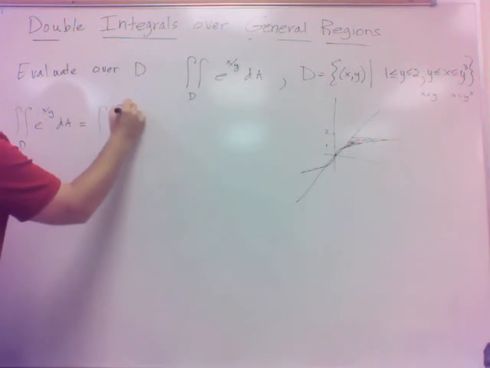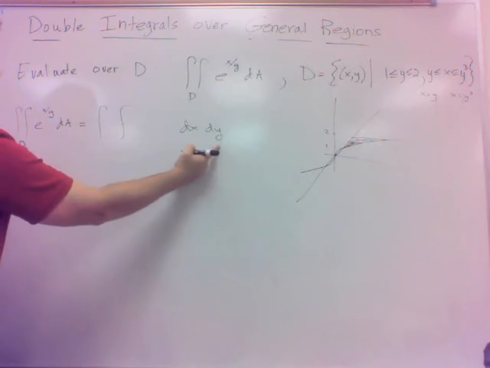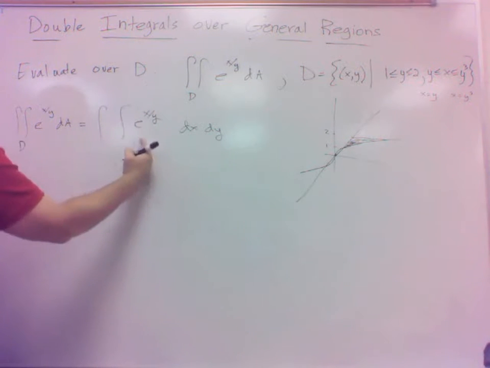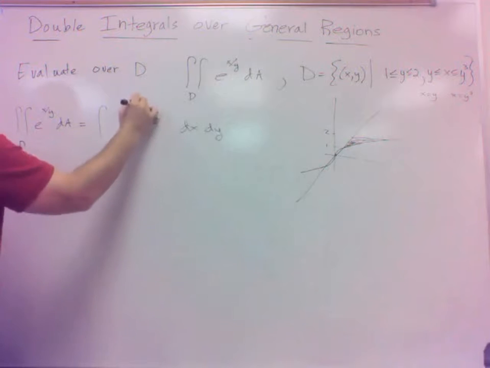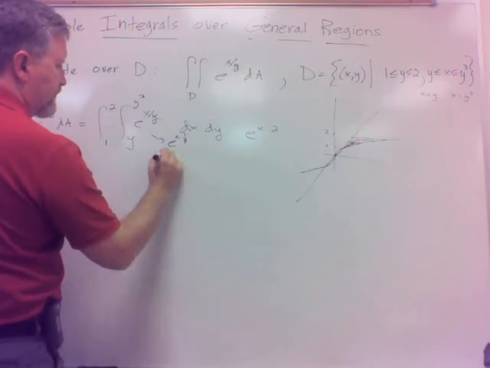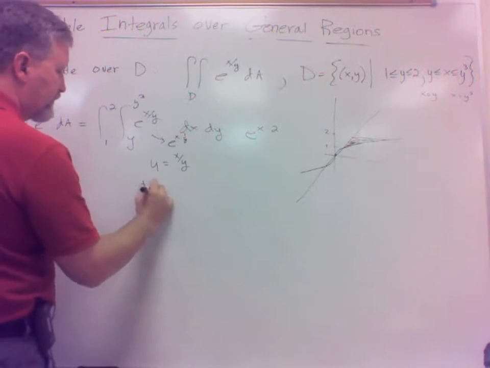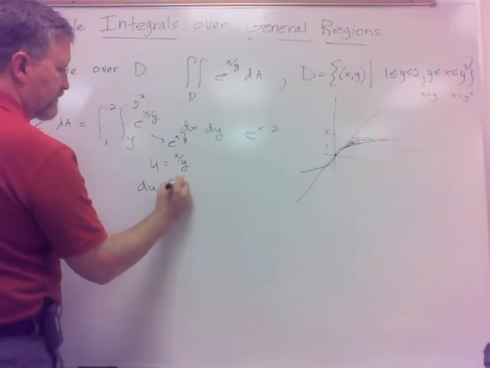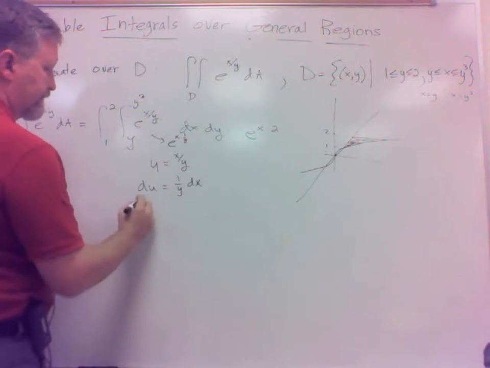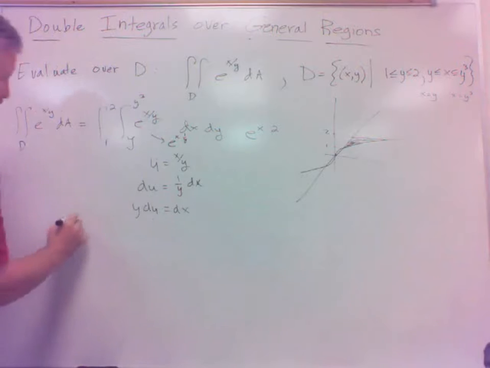We know it's going to be first dx, then dy, so we're going to integrate with respect to x, then with respect to y. What have I got for my limits here? Doing it with respect to x, the x goes from y to y cubed, and then the y goes from 1 to 2. Okay, so u equals x over y, and we're doing that with respect to x, so du would be 1 over y dx. So y du is my dx. All right, so there we go. Sorry, my bad, so that's 1 to 2.